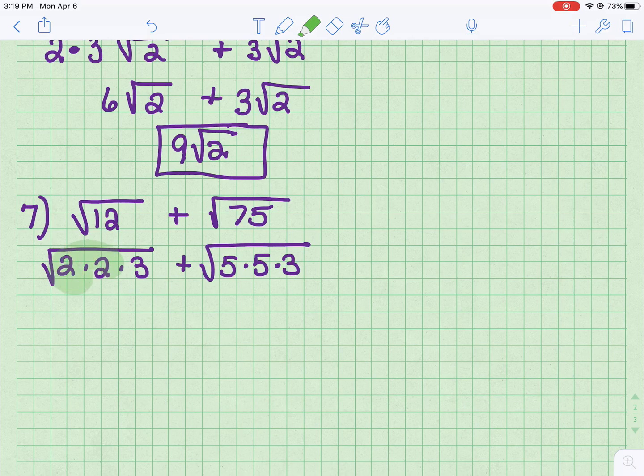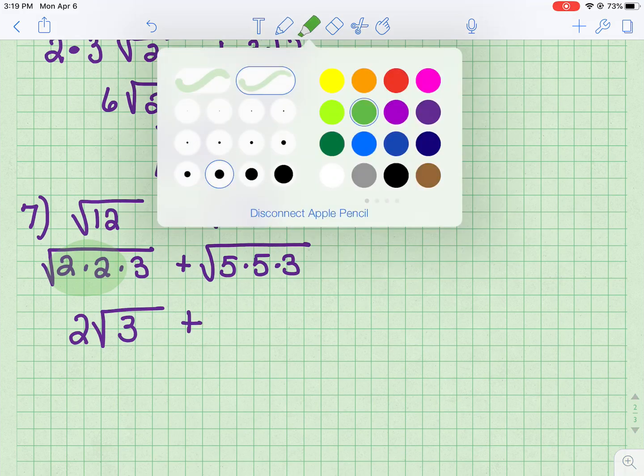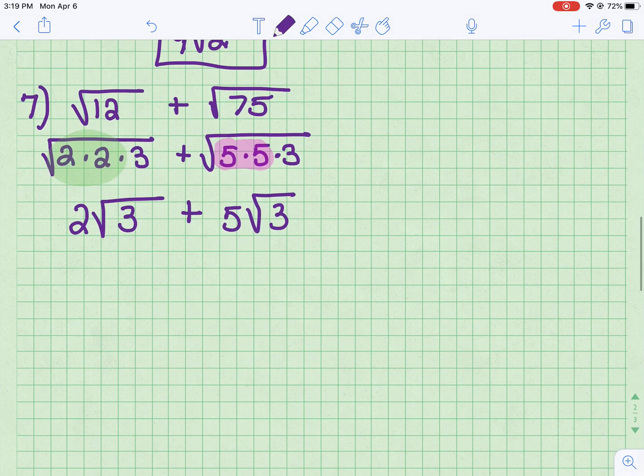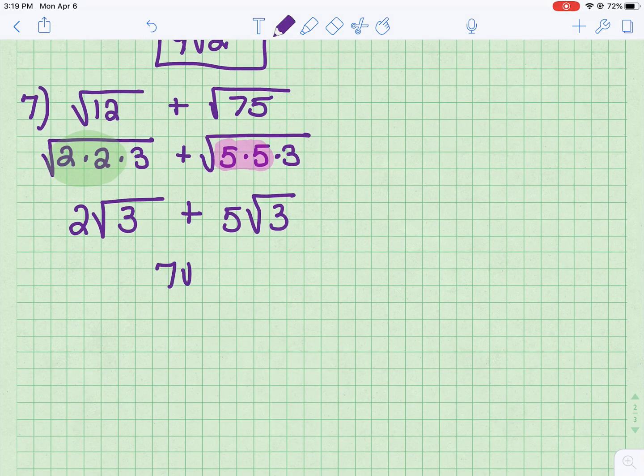Okay, in this first one, the 2's can escape in the first radical. So we had a radical 2 times 2 times 3. In that case, the 2's come outside the radical. So we have 2 radical 3 plus, in the second term, we have a radical 5 times 5 times 3. So the 5's can escape, and that gives us a 5 root 3. Of course, shockingly, look what happened. Now we have the same radical. And so we can add the front numbers. And so this will be 7 root 3 for number 7.